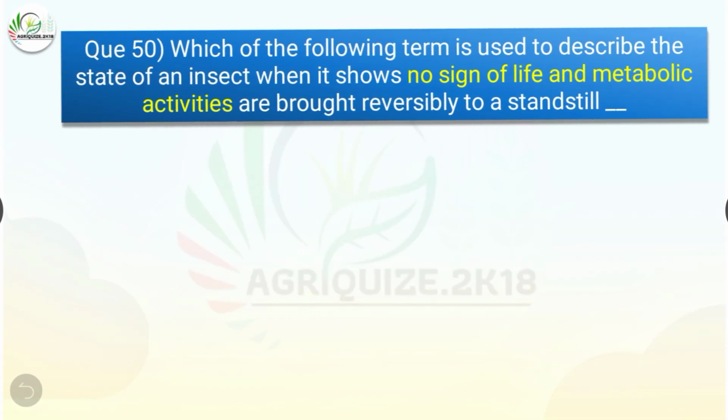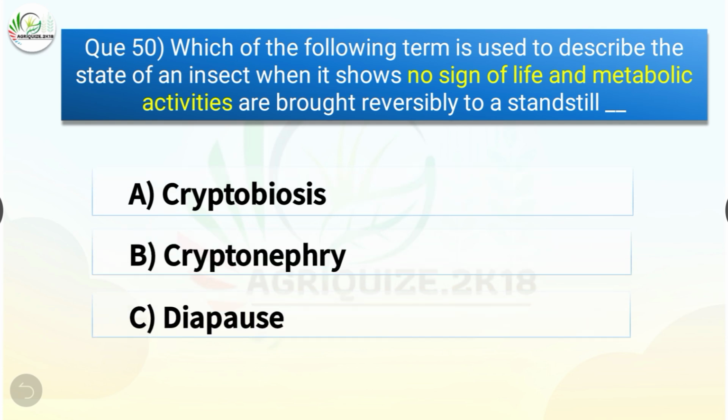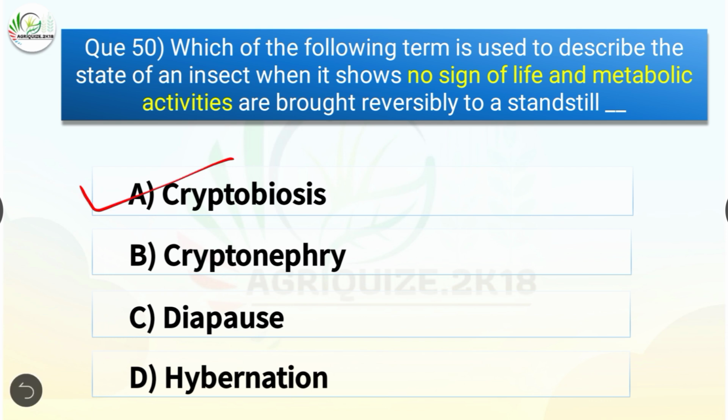Question number 50. Which of the following term is used to describe the state of an insect when it shows no sign of life and metabolic activities are brought reversibly to a standstill? The options are cryptobiosis, cryptonephry, diapause, or hibernation. The correct answer is option A, cryptobiosis. So, cryptobiosis is the term used to describe the state of an insect when it shows no sign of life and metabolic activities are brought reversibly to a standstill.